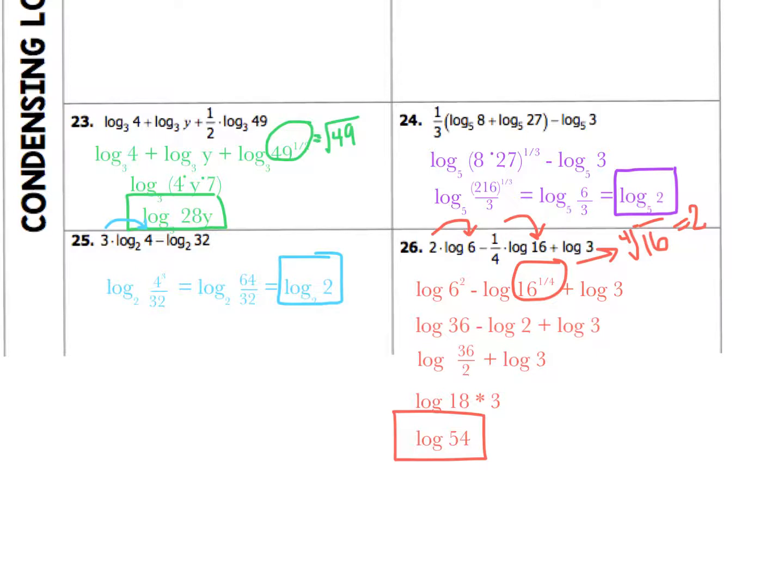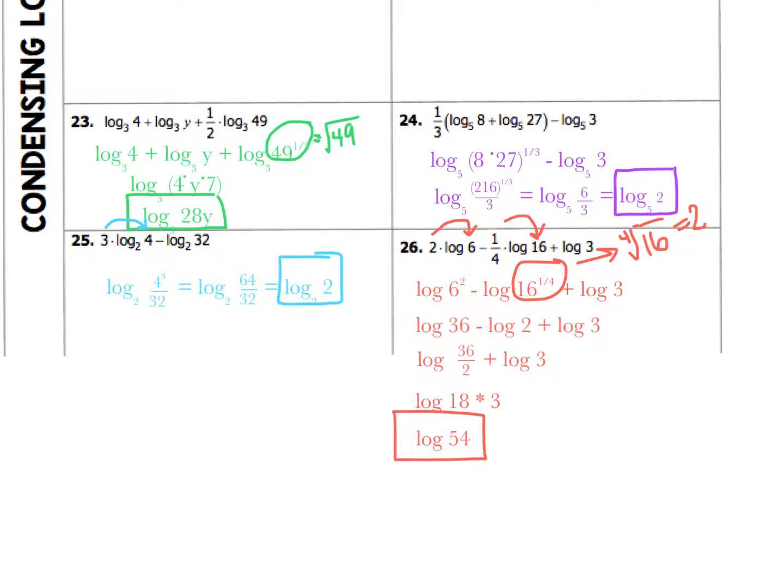Alright, so for 23, I went through that same process. So do I have all the same logs? And so they're all log base 3. So my final answer is log base 3. And then do I have any exponents? So this 1/2 is going to go to the 49. So 49 to the 1/2. And I went ahead and simplified that.